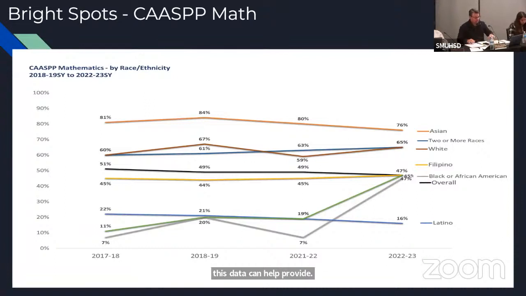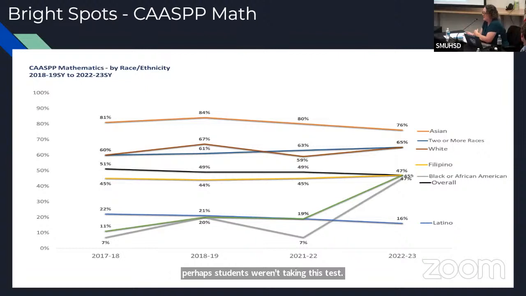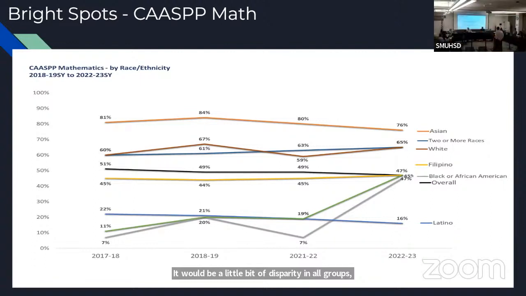But if we felt like, oh, excuse me. Okay. If we felt like perhaps students weren't taking this test seriously, then we still wouldn't see that disparity of 76% to 16%. It would be a little bit of disparity in all groups, right? Or it'd be lower than what we think we know it could be. And I'm not throwing this particular test in the trash. I'm not saying it's invalid or any of those kinds of things. I hear you. No, I totally hear you.